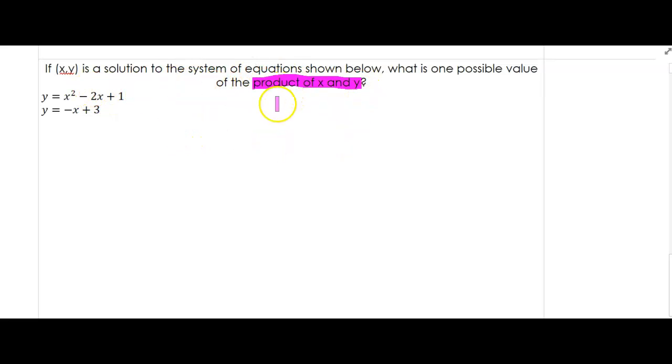That's what product means. I'm curious, when you're looking at this system, these two equations, how do you think you would solve this? I don't know about you, but when I see y equals and y equals, I just want to set those equal to each other. And so in this case, you see that I have done that already, and my goal is to now solve for x. This is a quadratic. We know how to solve quadratics. Let's go ahead and start by just solving for x.